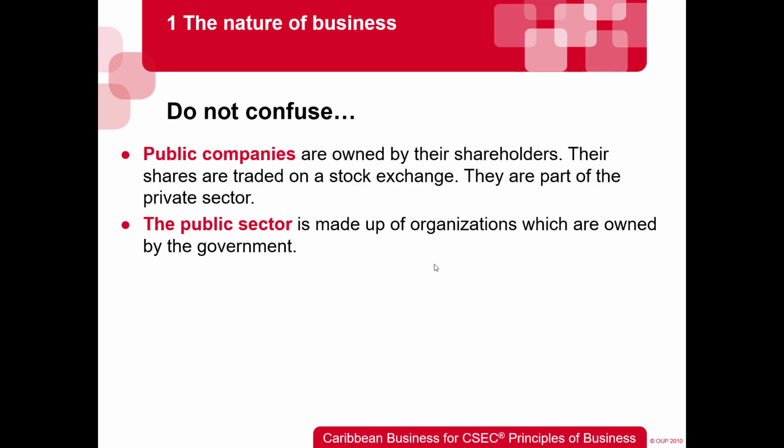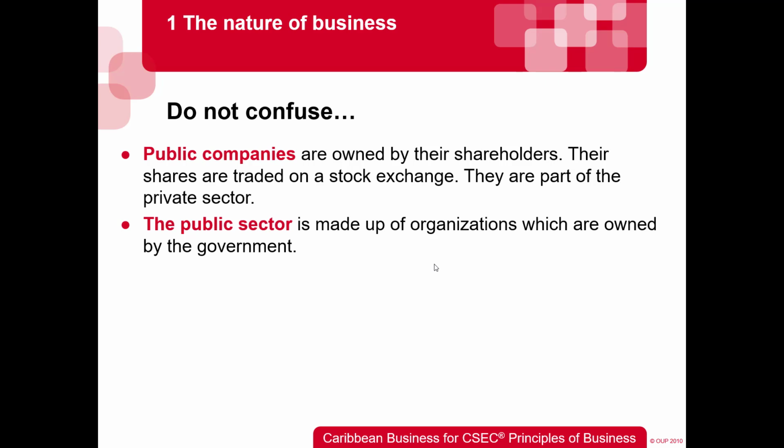One thing you should not confuse is public companies and public sector, because they are two different things. You have your public companies or your public limited companies, and you have your public sector. And again, we're going to go more in depth with companies later on. Public companies are owned by their shareholders. Their shares are traded on the stock exchange. They are part of the private sector. So, although they are called public companies, they are still a part of the private sector. They are not publicly owned companies. The government doesn't run these companies. It's just that they allow members of the public to take part in buying shares and being a part owner if you have the money to do so.